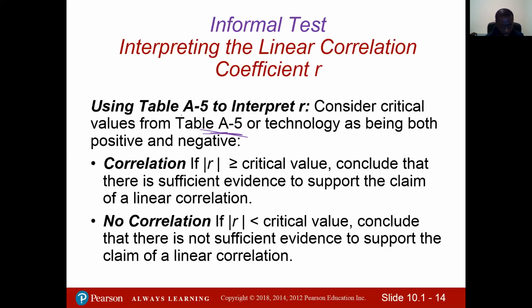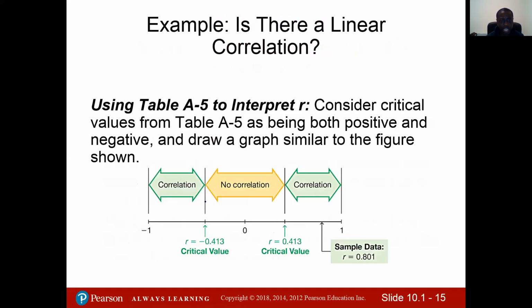So there's a correlation. Because remember, the R could be negative, you take the absolute value of it, and if it's greater than or equal to the critical value, then we conclude that there is sufficient evidence to support the claim. Otherwise, we don't. There's no correlation. In other words, we can use this chart here.